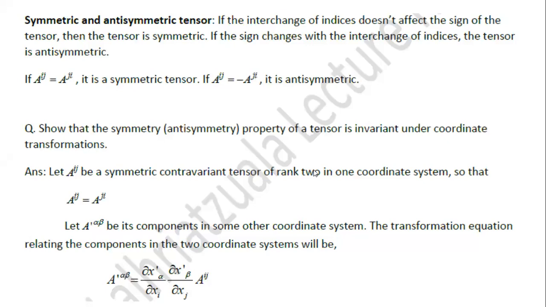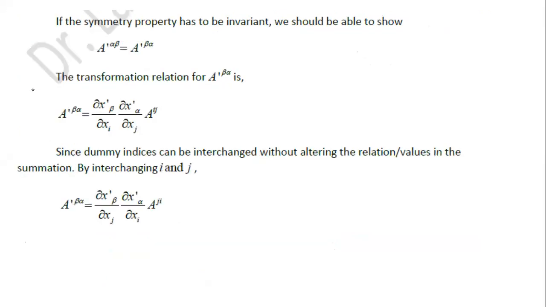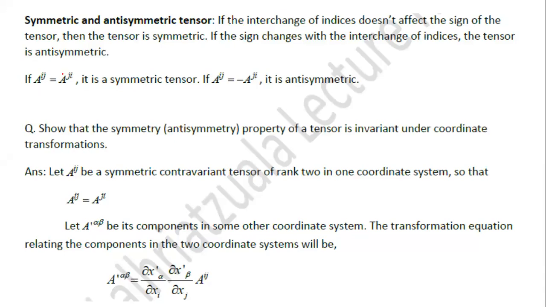Okay. So symmetric and antisymmetric tensor. Symmetric means, I think you have studied symmetric and antisymmetric matrices also. Symmetric means when you interchange the indices of a certain quantity and the property of that quantity is not altered. So that means Aij is equal to Aji. This is called symmetric tensor.